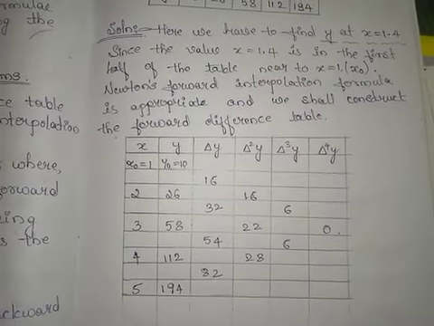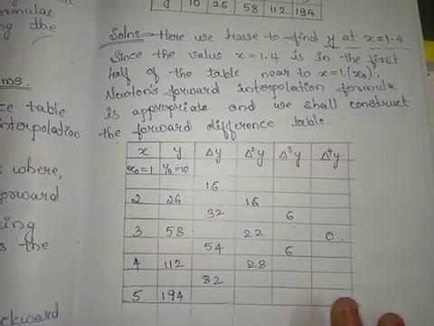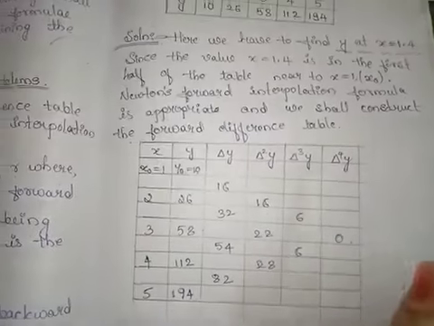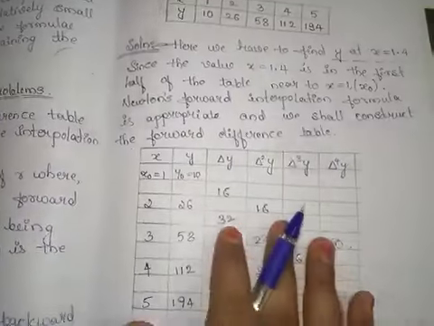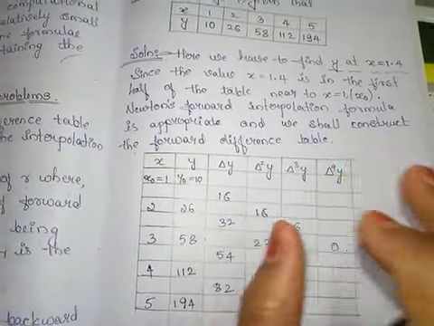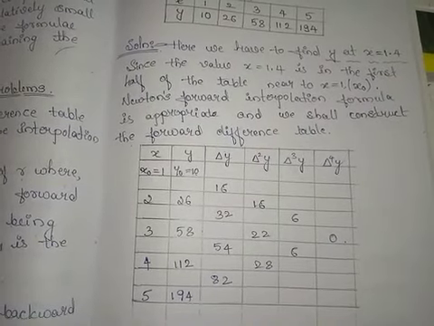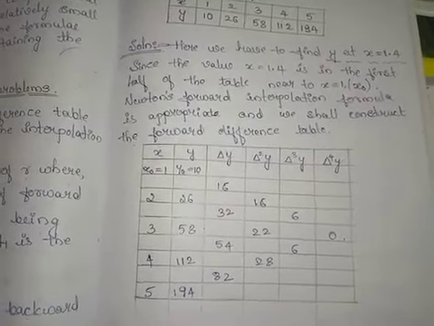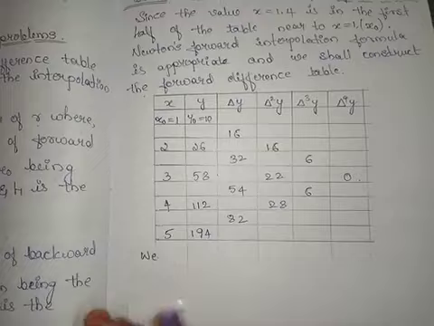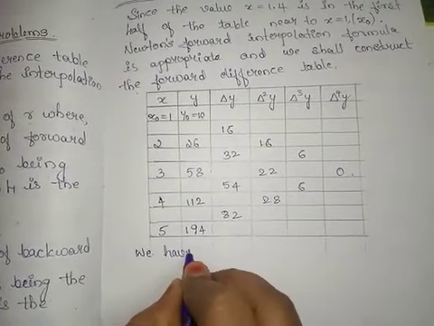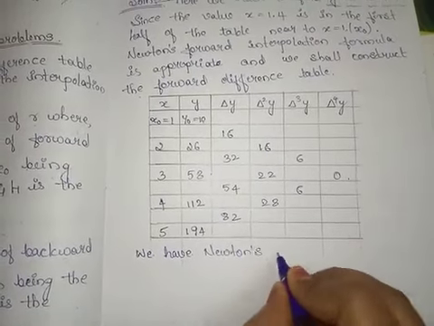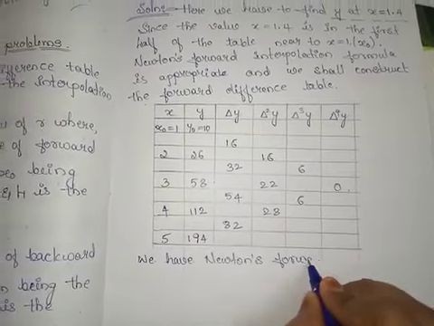First step is over. First step is what? We have to construct the difference table and identify which interpolation formula is appropriate for this given example. Here we apply the forward interpolation formula because our desired x value lies in the first half. We have Newton's forward interpolation formula.